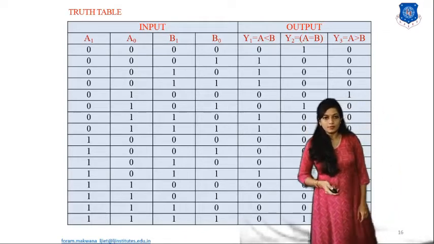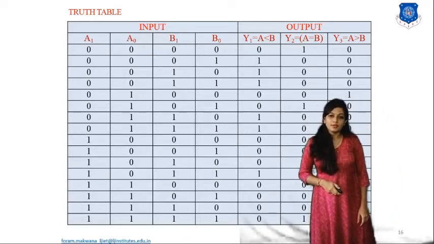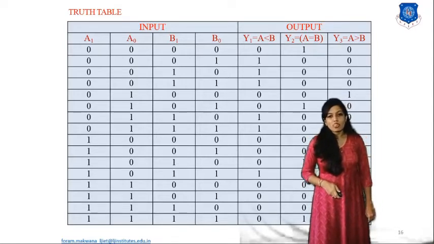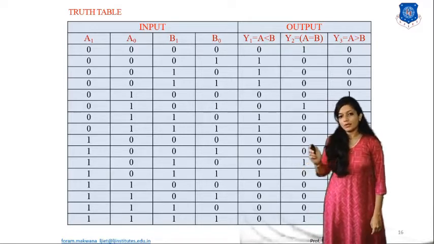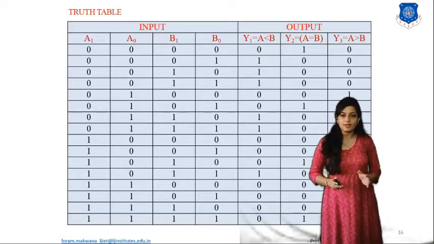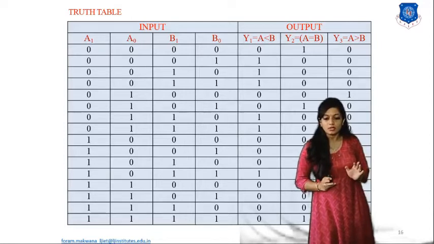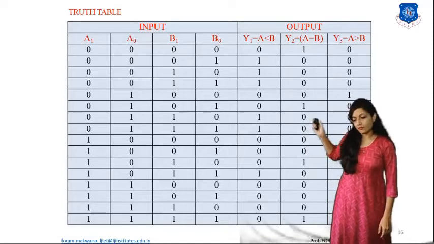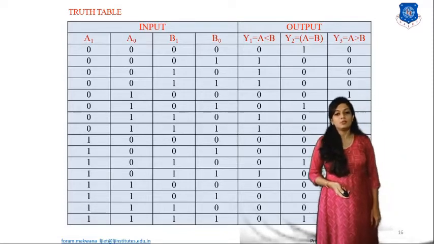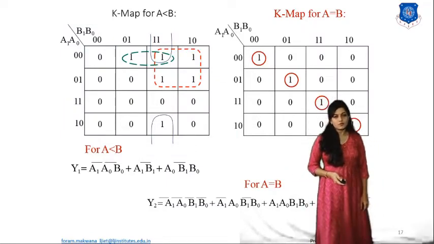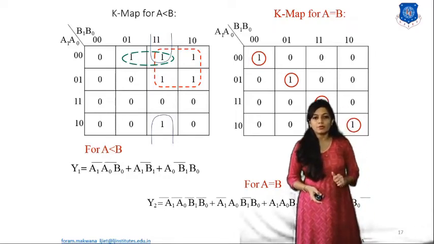Okay, now we are going to realize the K-map. And from the K-map, we are able to derive its Boolean function, and from the Boolean function, we are able to design its logical circuit. Now, for y1, y2, and y3, we are going to make individual K-maps. Consider first A less than B. At which positions are we getting the output equal to 1?